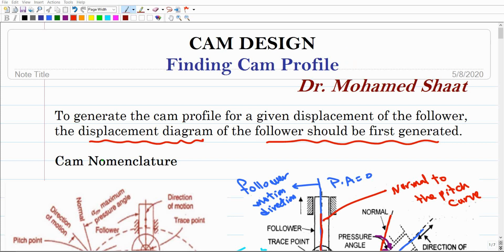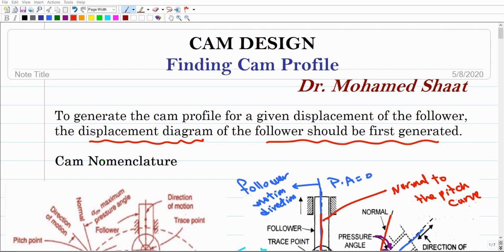In this video I'm gonna discuss the cam profile and show you how we can extract or generate the cam profile graphically for a given displacement diagram of the follower. This is a normal extension of what we already covered in the previous video. In the previous video I showed you how we can generate the displacement diagram of the follower.